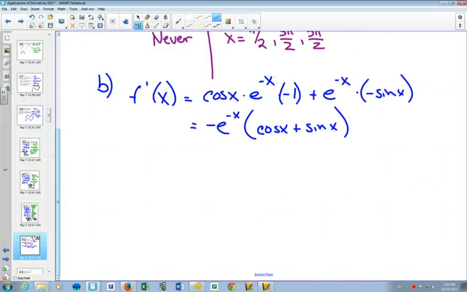So if we wanted to find our stationary points here, well, if we make it equal to 0, again, this is never equal to 0. But what do we do here? We're basically looking where cos is equal to negative sine x. Any strategies for solving this?